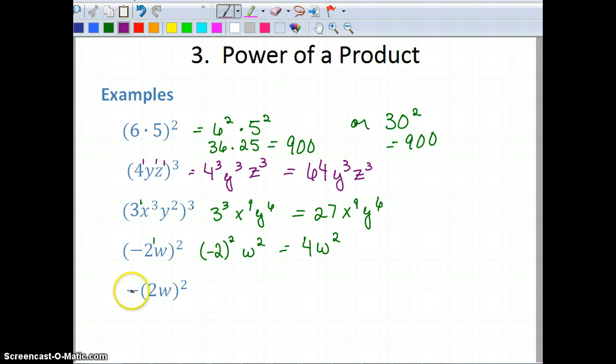Now this next one, my negative is out. So I'm going to bring my negative over. Then I have 2 squared w squared. So I've dropped down my negative. 2 squared gives me 4. And then I have w squared.